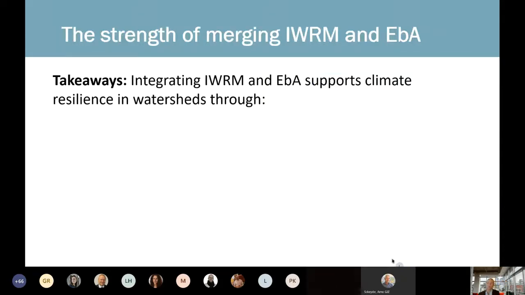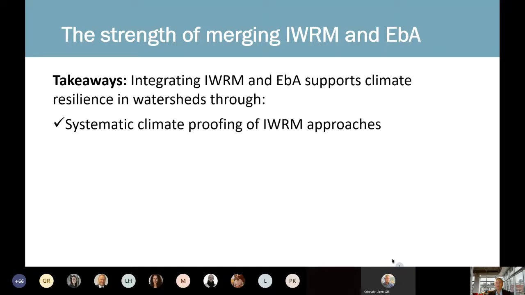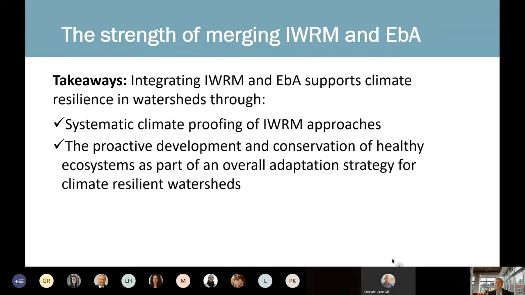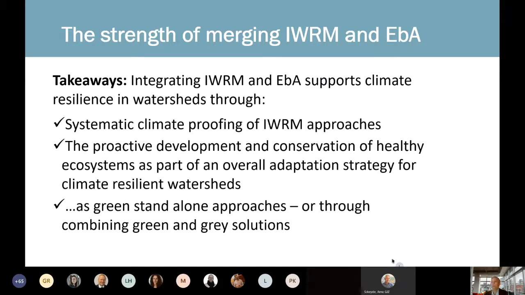So the strengths of merging the approaches and the rationale behind the study is that integrating both concepts can support climate resilience in watersheds through systematic climate proofing of IWRM, which is not yet anchored in the paradigm, and the proactive development and conservation of healthy ecosystems as part of an overall adaptation strategy for climate resilience, which can be done as green standalone approaches or through combining green and grey measures. That's the rationale, so that we all share the same understanding before we go into the case studies. I'd like to hand over to the Nile Basin case study and hand over the presentation mode.